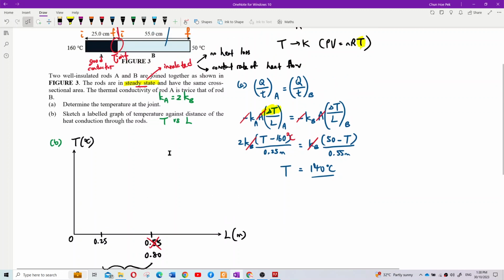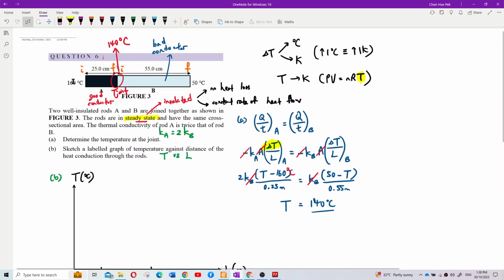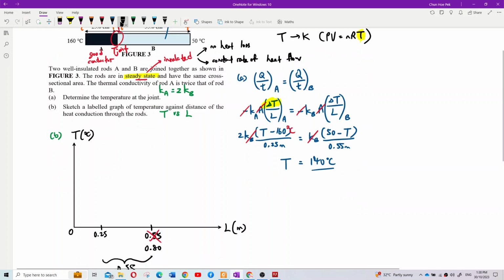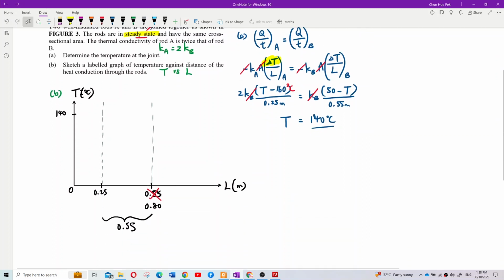Okay, next we need to put the values. 160 up to 140 and then down to 50. So let's plot it. We plot the dotted lines first, to guide. Start from 160 degrees Celsius, up to 140, and then go down to 50. Put like this.